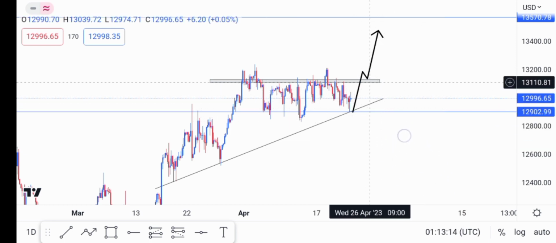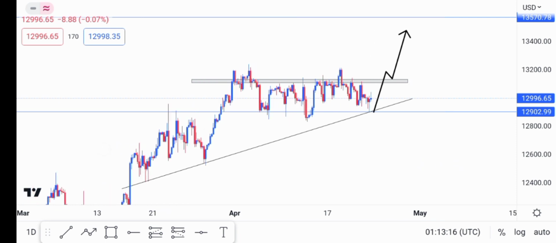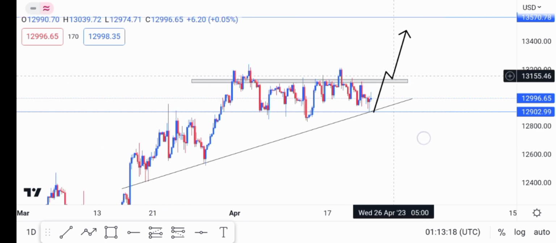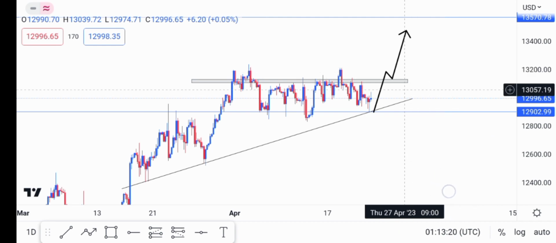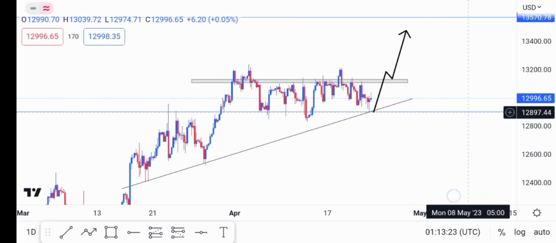So this is what we should anticipate for NAS100, but mostly I'm hoping for buying opportunities as we break off this level here, because this level occurred mostly on the 4-hour time frame, not on the bigger time frame, and this blue line occurred on a bigger time frame.